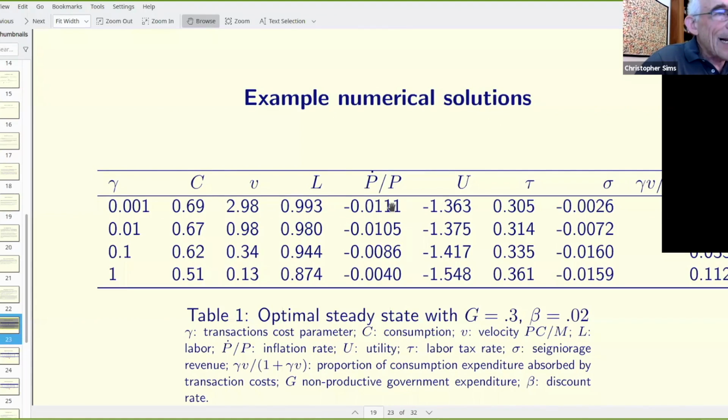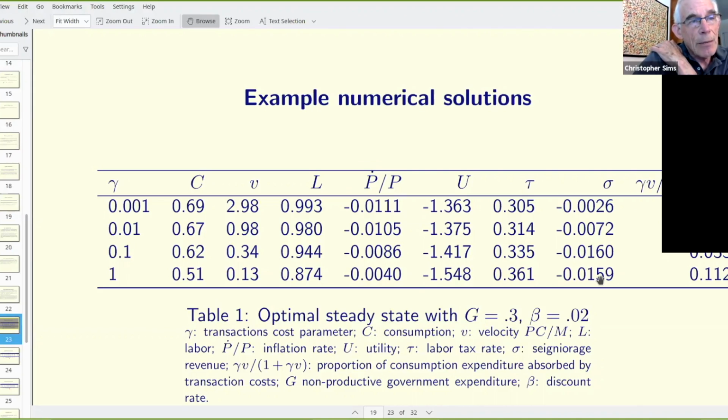And you notice that it's not optimal to drive P dot over P to minus 0.02, which is what would make the real return on government debt match beta. In fact, you want to go about halfway. Notice also that almost all of revenue is collected via the labor tax. The total revenue is tau, this number times L. L stays close to 1. Tau stays close to 0.3, so that 0.3 times 1 is G. So G is almost equal to tau times L.